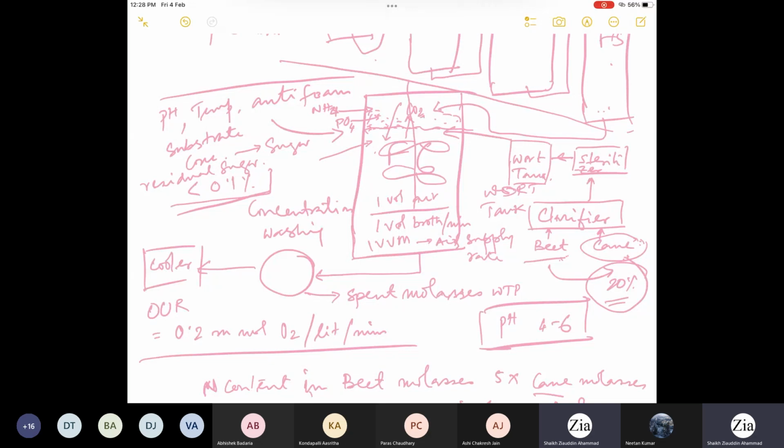So to avoid foam formation, one option is to have a sensor which senses the level of the broth. You have a level sensor at the top, which sends a signal to the controller that the broth level has reached a specific height, and then it activates a pump which adds a certain amount of anti-foaming agent.